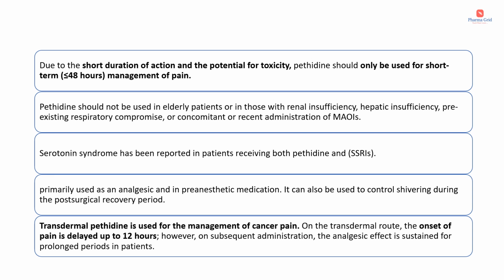Pethidine should not be used in elderly patients or in those with renal insufficiency, hepatic insufficiency, pre-existing respiratory compromise, or concomitant or recent administration of monoamine oxidase inhibitors. Serotonin syndrome has been reported in patients receiving both pethidine and SSRIs. Then pethidine is primarily used as an analgesic and in pre-anesthetic medication. It can also be used to control shivering during the post-surgical recovery period.